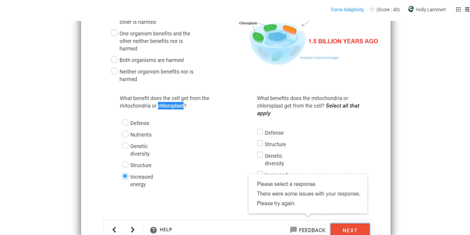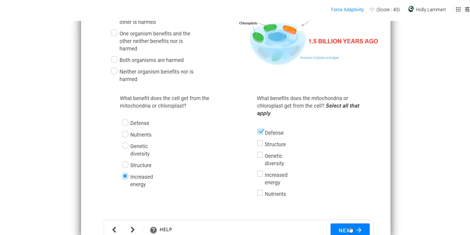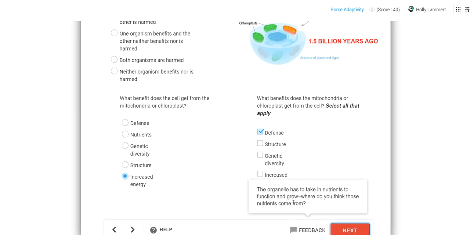Oh, last question. What benefit does the mitochondria or chloroplast get from the cell? So if it has to be mutually beneficial, what do you think they get? Defense? They obviously are within another structure. And probably nutrients. That makes sense.